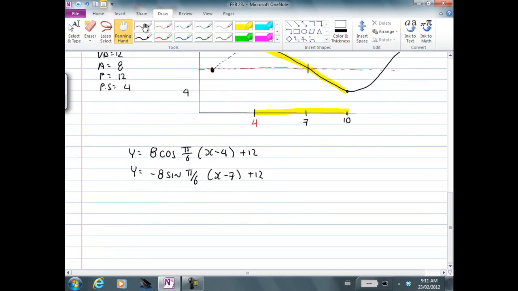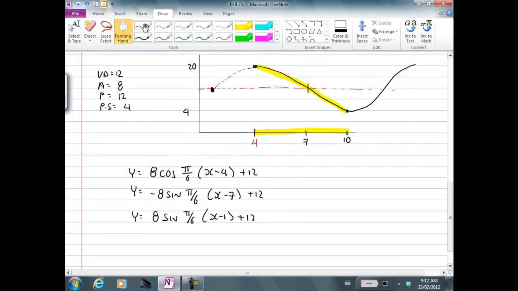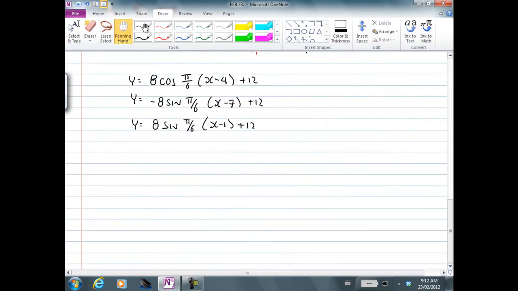Now, if you don't see these 2 forms in it, they may give you this form. Y equals 8 sine pi by 6 (x minus 1) plus 12. If this was a multiple choice, and they ask you which answer is it, and if you don't see these 2, look for the third one, because there's many different answers you can have. So guys and gals, one more question with this. I'm going to see how you do.